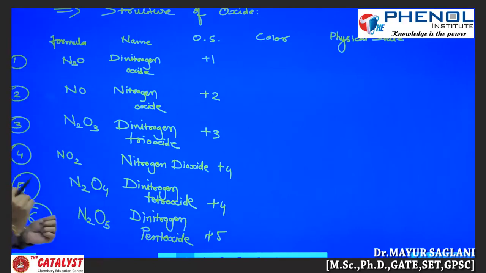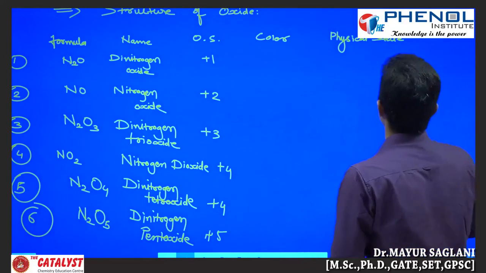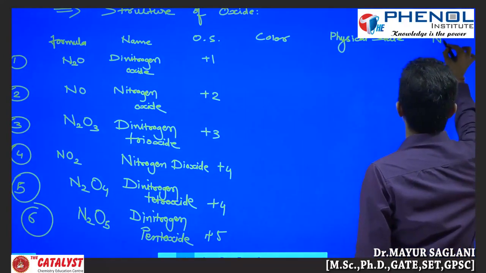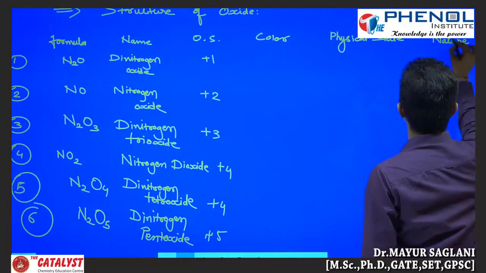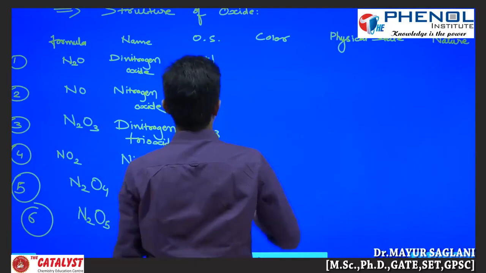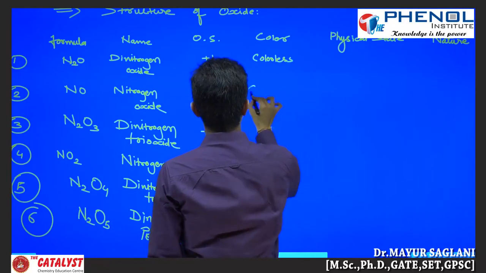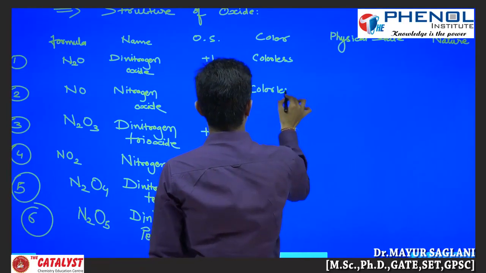Okay, next you can see color, and you can write nature of the compound last. Nature, that is acidic, neutral, basic, you can write. So N2O and NO, those are the colorless compounds.